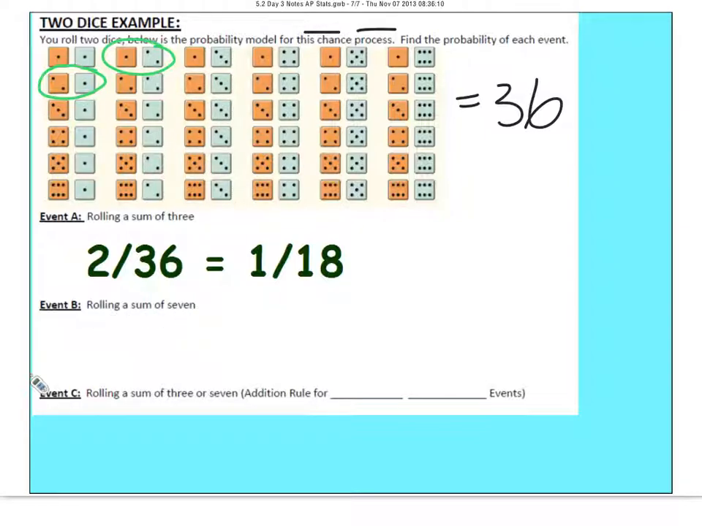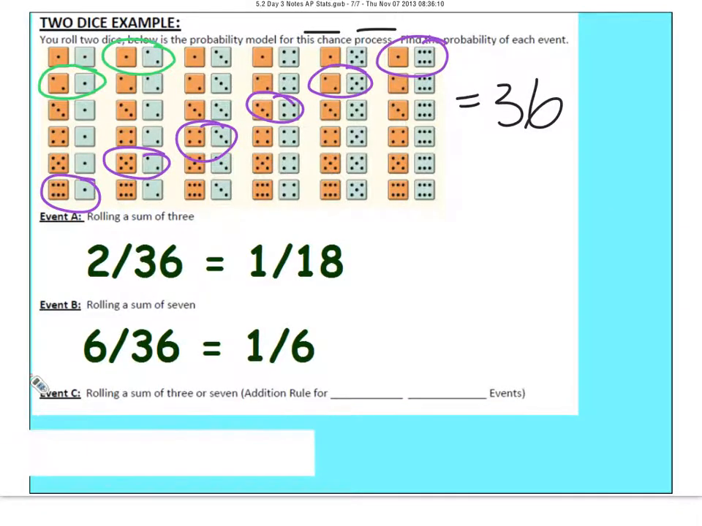So if we take a look at that, we have 6 and 1, 5 and 2, 4 and 3, 3 and 4, 2 and 5, and 1 and 6. So there we're going to have 6 out of 36, which could simplify to 1/6. Part C, rolling a sum of 3 or 7. What's the probability? Remember here, we're going to do the addition rule.